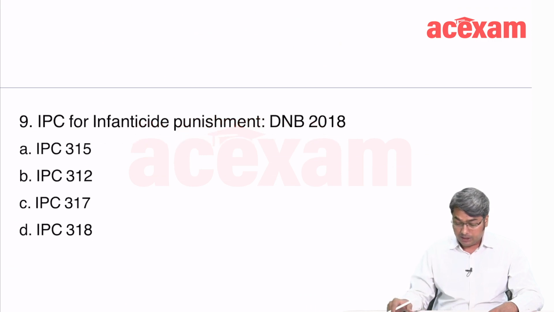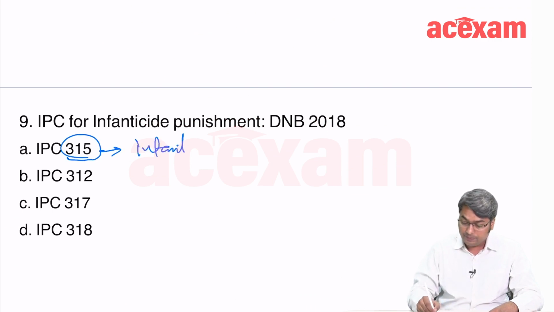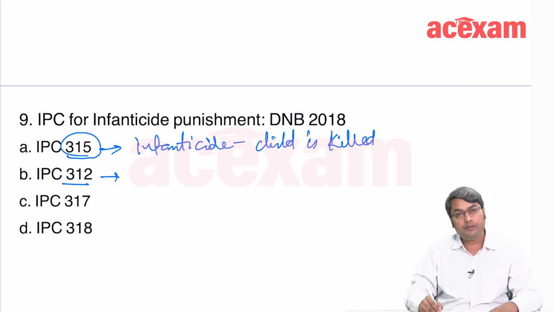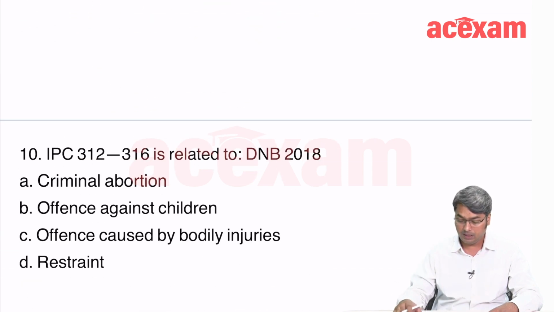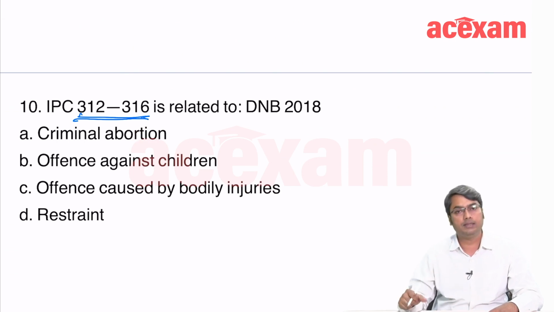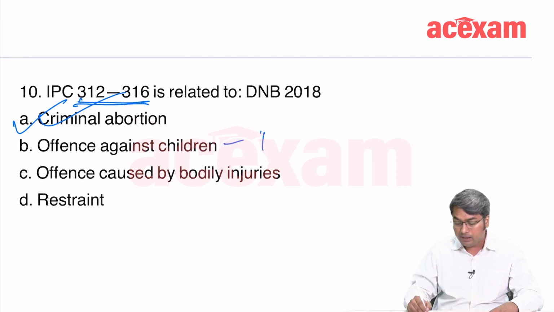IPC for infanticide punishment. Is it section 312? No, it is section 315. That is the punishment for infanticide, when the child is killed. 312 is the punishment for attempt to cause miscarriage, when the abortion is carried out with the mother's knowledge. IPC 312 to 316 have already been discussed in this chapter and also in the topic of legal sections. So 312 and 316 all relate to criminal offences.